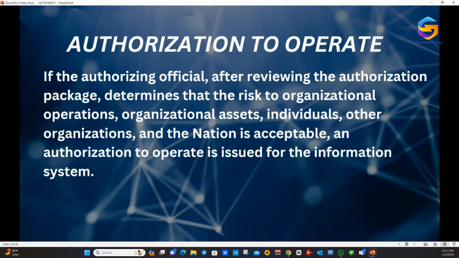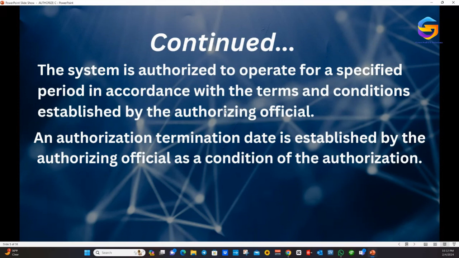If the authorizing official, after reviewing the authorizing package, determines that the risks to organizational operations, organizational assets, individuals, or other organization and the nation is acceptable, an authorization to operate is issued for the information system. The keyword here is after the review. If the AO feels that he can accept risks, then we have to allow the system to operate. That's what that means. Now, the system is authorized to operate for a specified period in accordance with the terms and conditions established by the authorizing official.